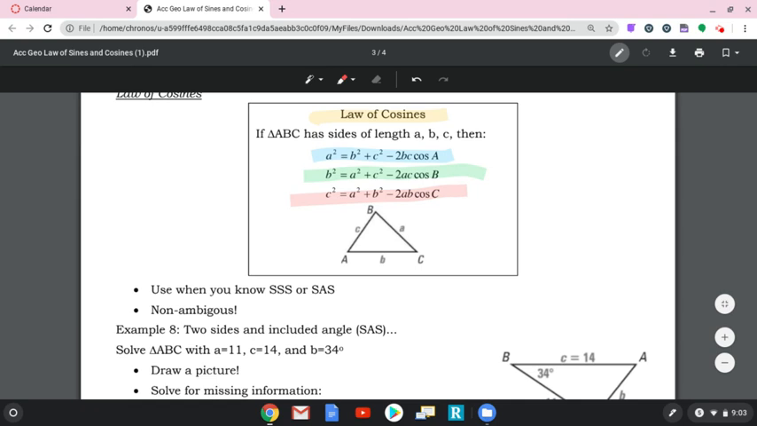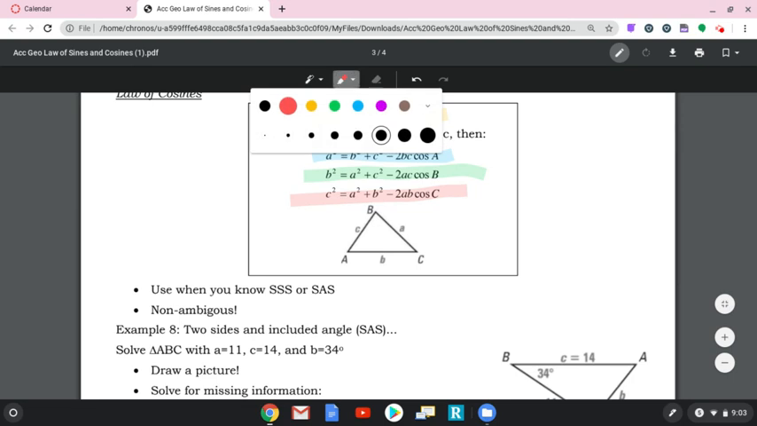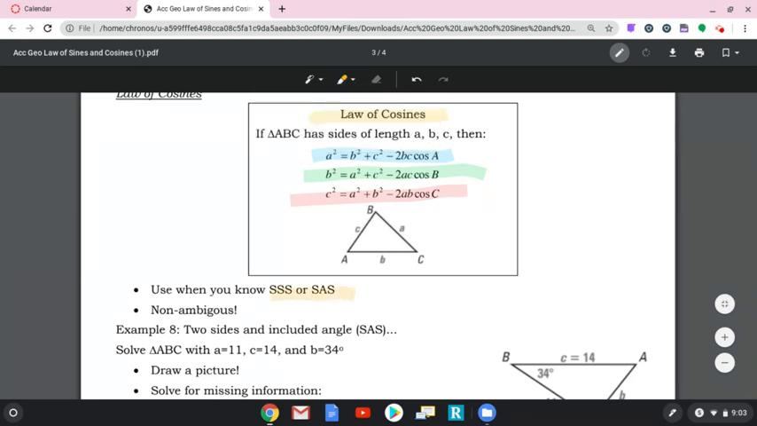Now, when do we use law of cosines? We use law of cosines in these two cases, SSS or SAS. Now, cross out this non-ambiguous. We're not working with that, okay? So now let's take a look at this example here.